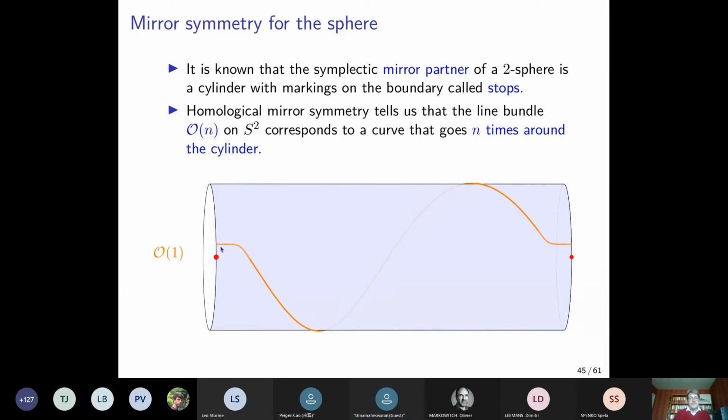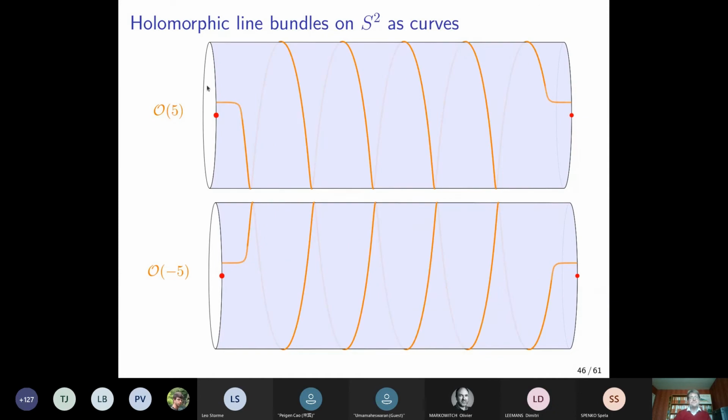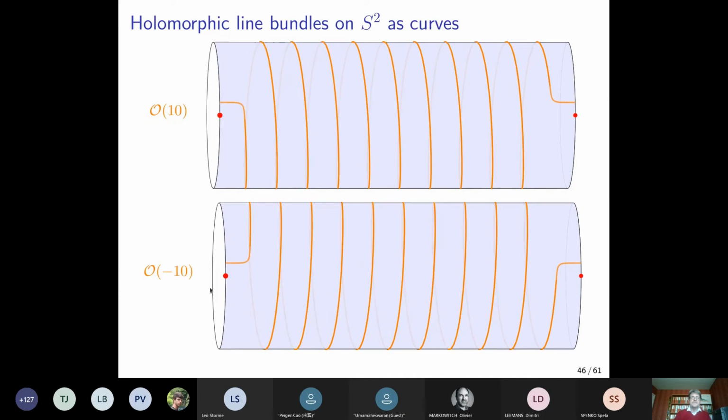So the line bundle O_1 is supposed to go once around the cylinder. O minus 1 goes around the cylinder in the opposite direction. Here is O_5, O minus 5, O_10, O minus 10, so we can keep going if you would want to.